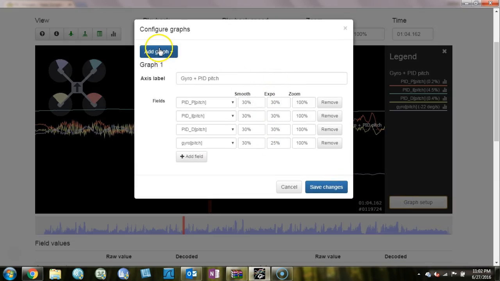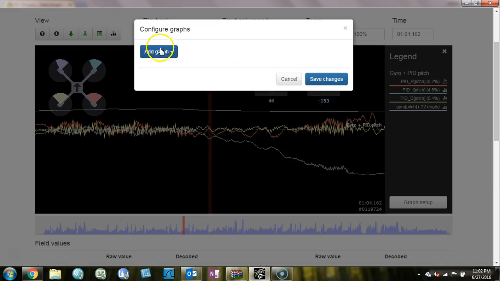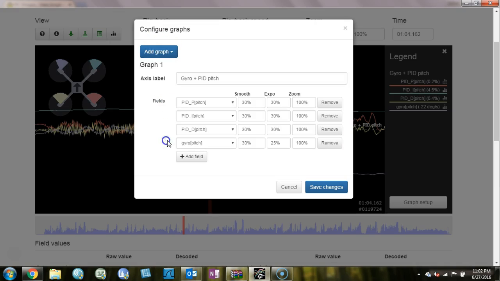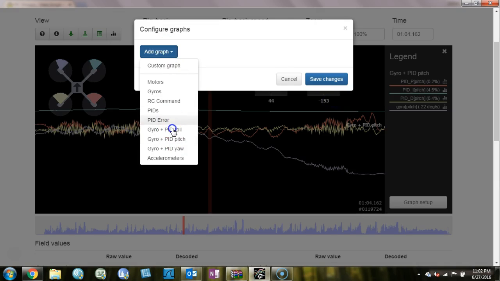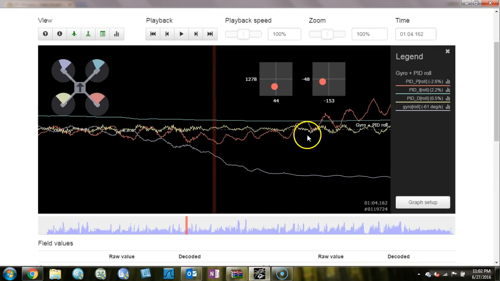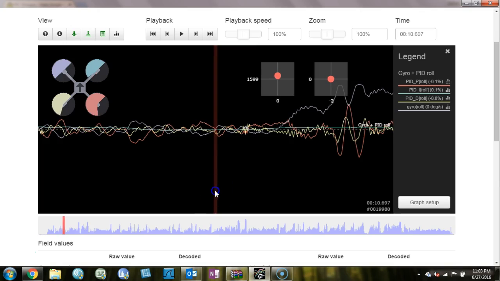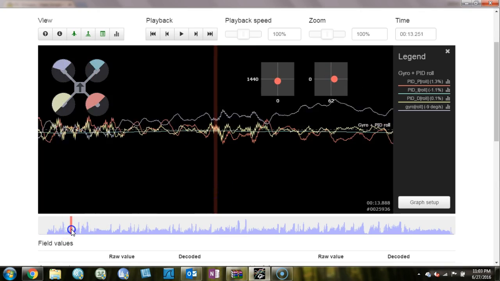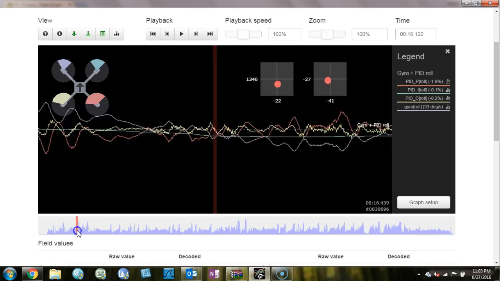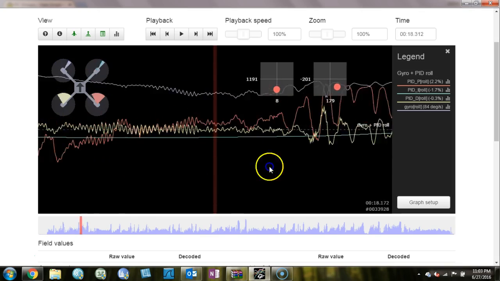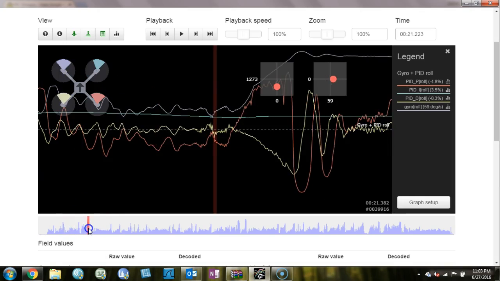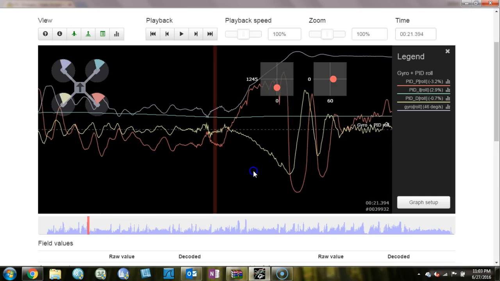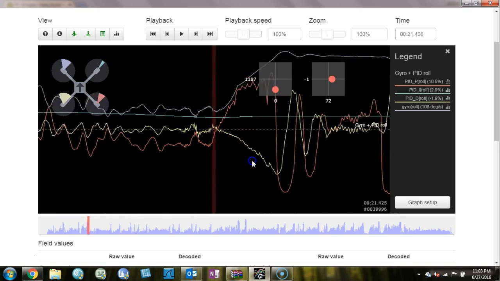Let's take a look at roll. Nope. Roll, please. So let's find some rolls. Here's a little oscillation right here on your P term. That's good. Not too much, in other words. There's some, but not too much. Here again, the same thing.